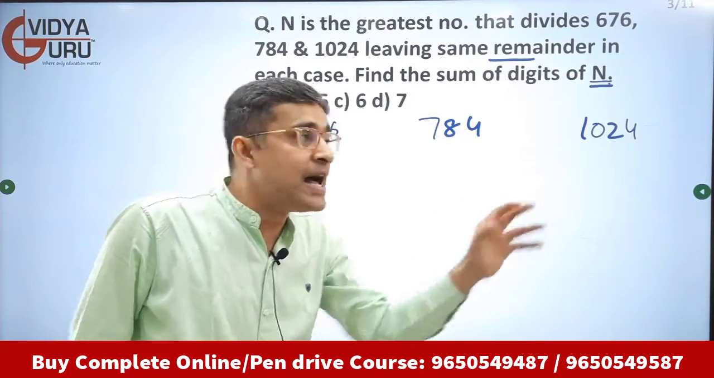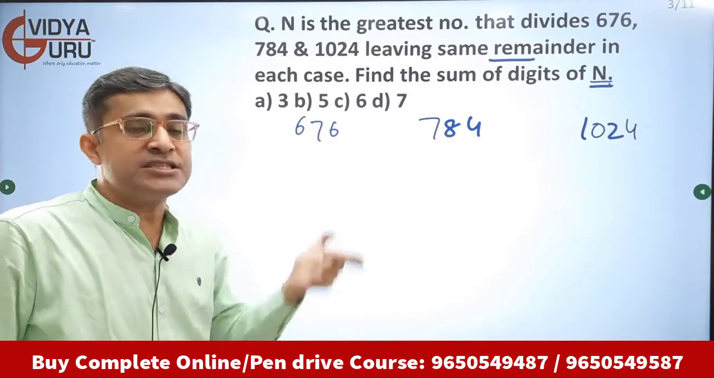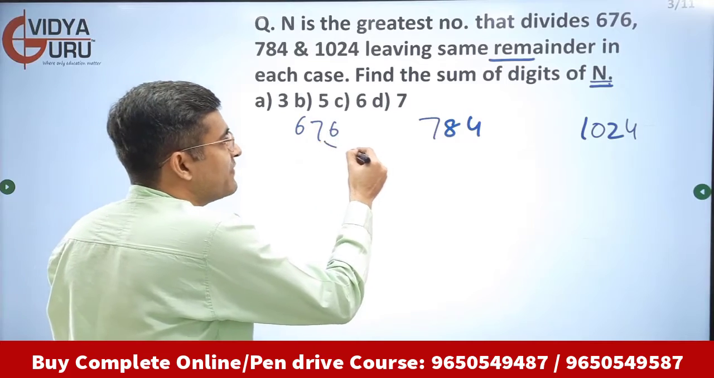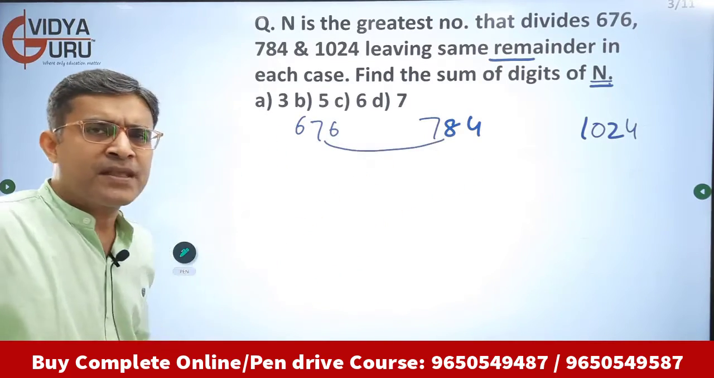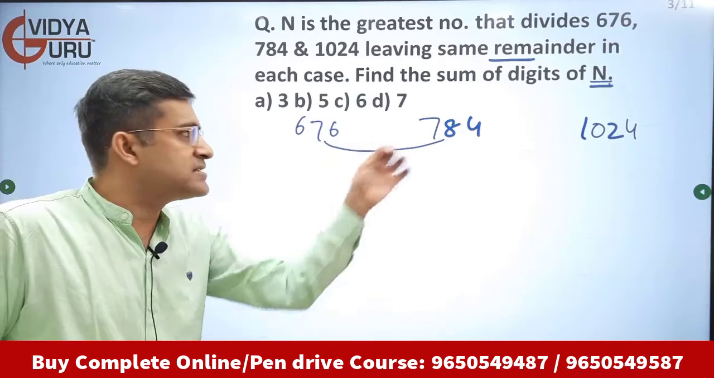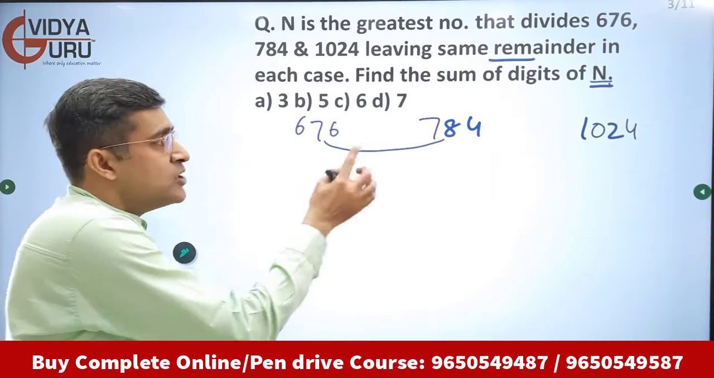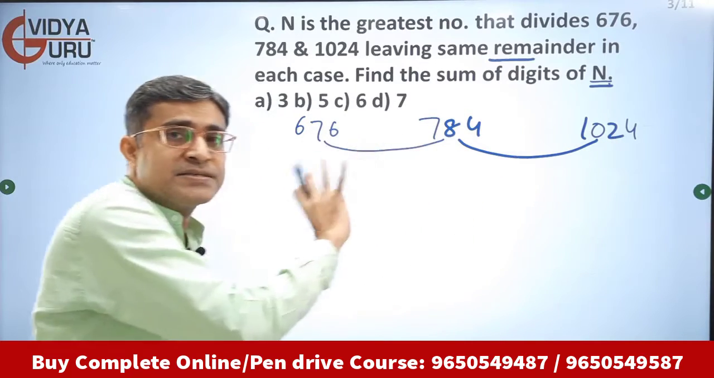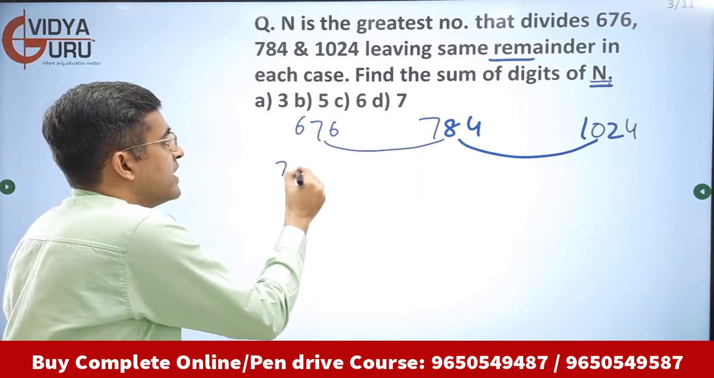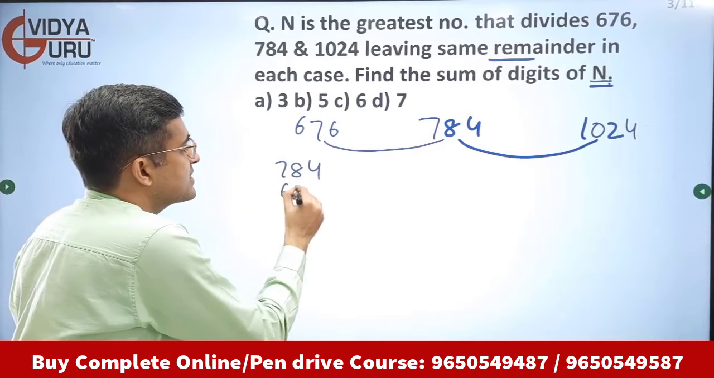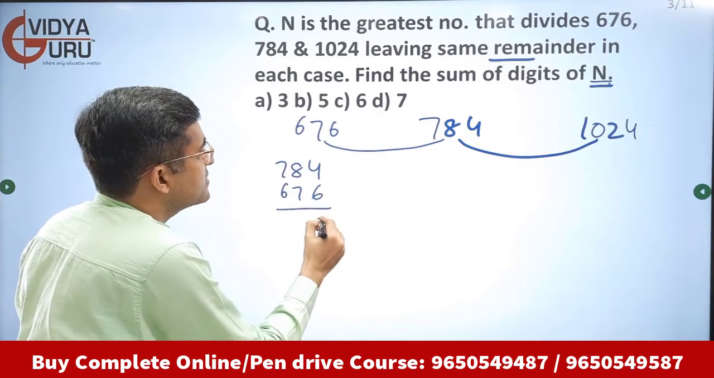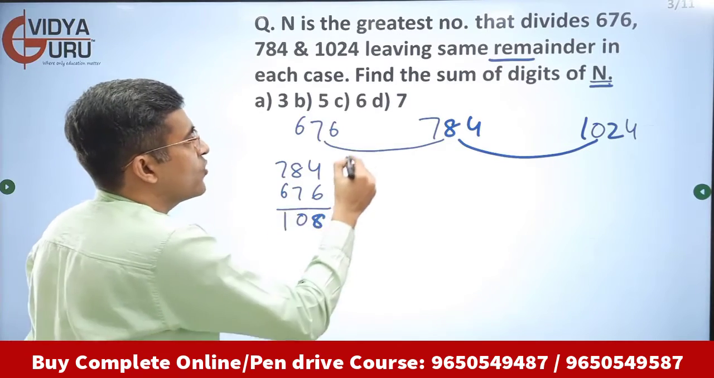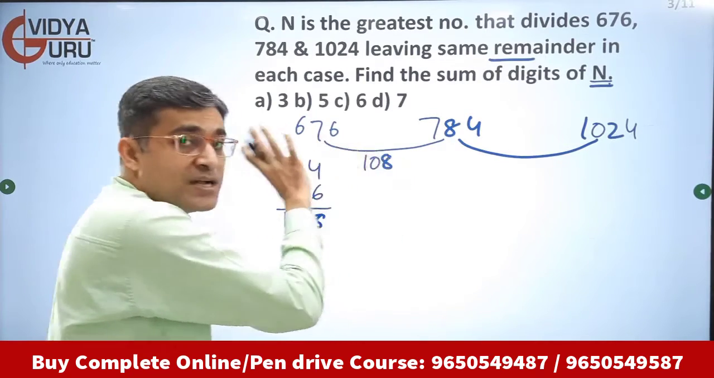We have to look at the gap in these numbers, the difference in these numbers. So what is the difference between 676 and 784? Very simply, I will subtract 676 from 784. Sure? So we will look at the difference that is there between these numbers. So 784 and 676 I'm subtracting. So 14 minus 6 is 8. So this is what? 0. This is 108. So this gap, this difference is 108.